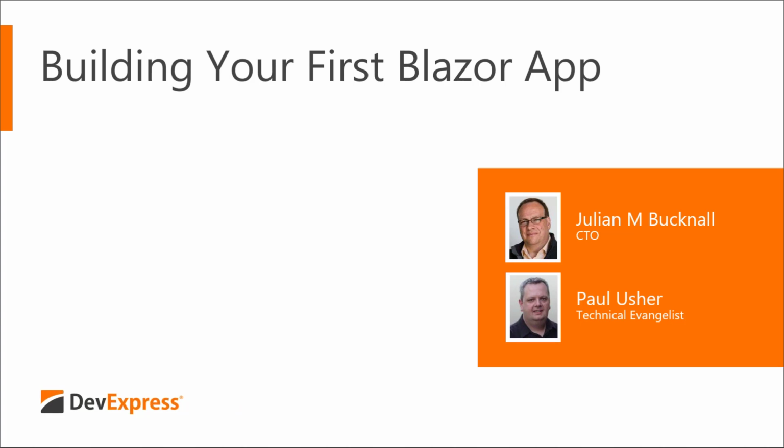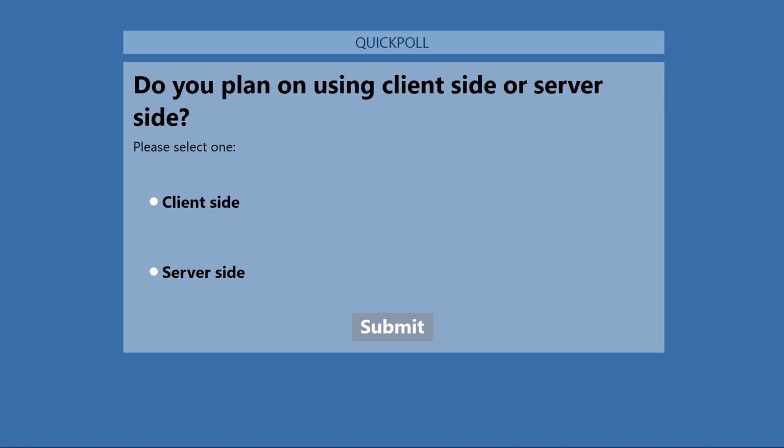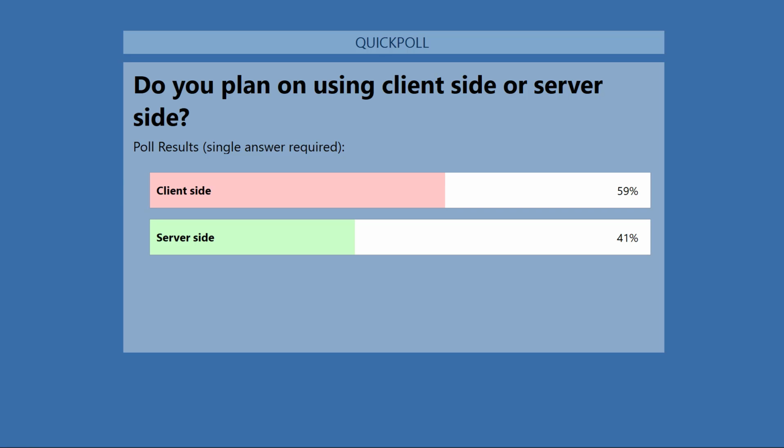And then our second question: if you are going to use Blazor, do you plan on using client-side or server-side? Looks like that's 55% client-side, 45% server-side. Give everyone just a second to get their answers in. There's a lot of you on this webinar today. It looks like 55, 45, almost a pretty even split. Now 59% client-side, 41% server-side.